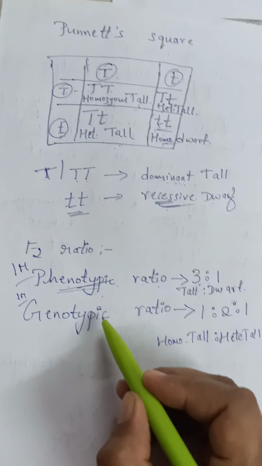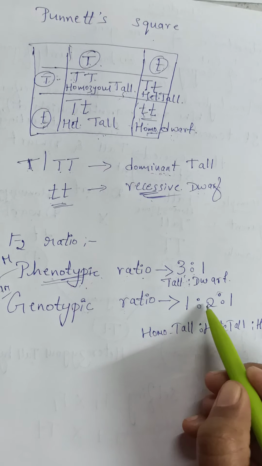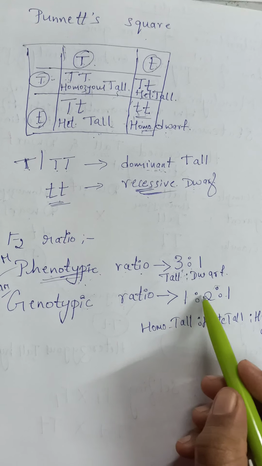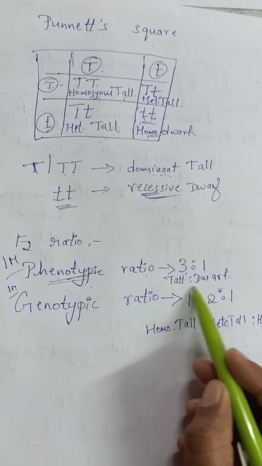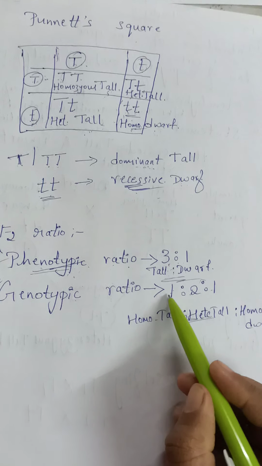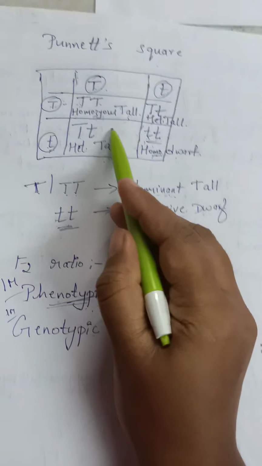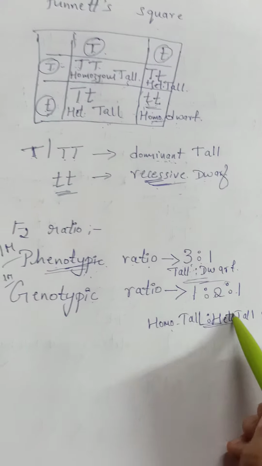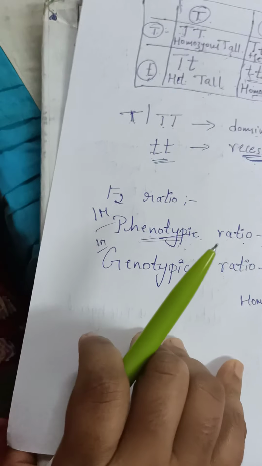3:1 is phenotypic ratio. Genotypic ratio 1:2:1. See, not only 3:1, 1:2:1, you have to write it along with the characteristic features. Here, in the 1 ratio, homozygous tall, 2 heterozygous tall, 1 homozygous dwarf. So this is the crossing over.